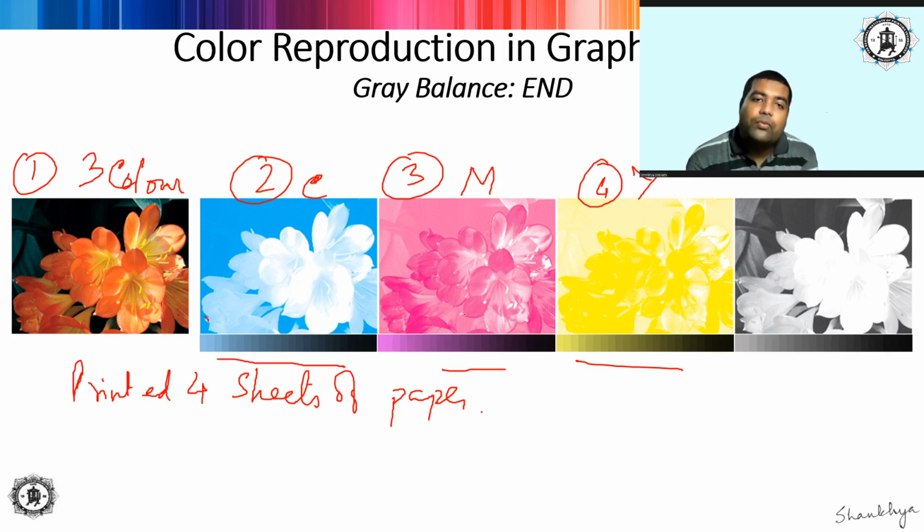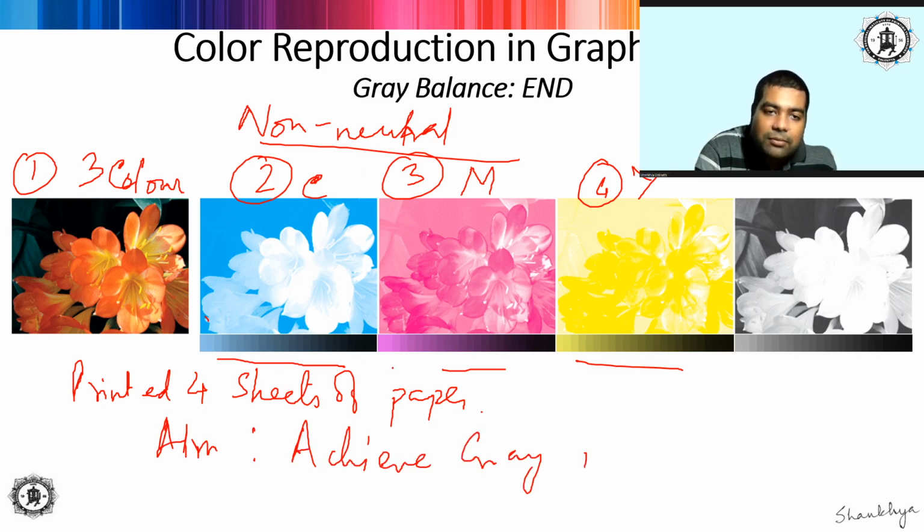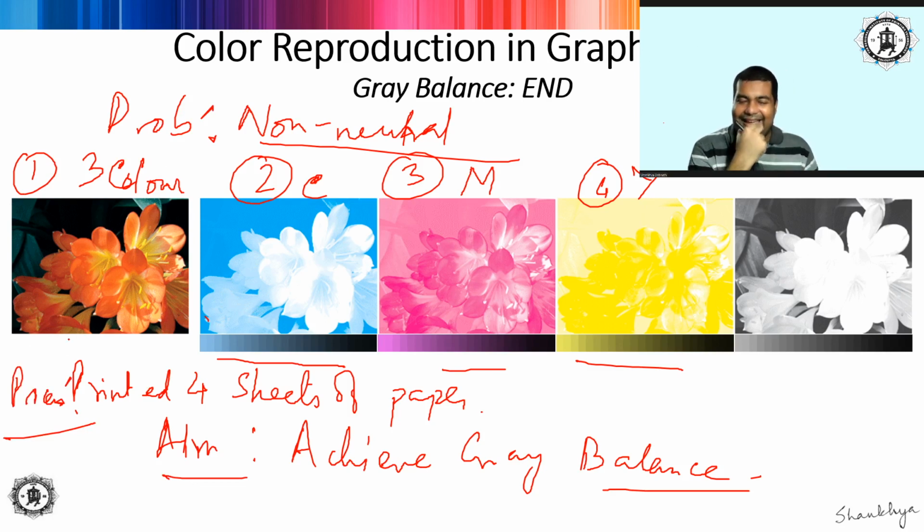What is our goal? We know our problem was the problem of non-neutral gray. We have seen that the grays over here have shifted towards some color, maybe brown, red, blue, whatever, right? Our aim is to achieve gray balance. This is our problem statement, this is our aim, and this is basically the process, right? Is it clear?